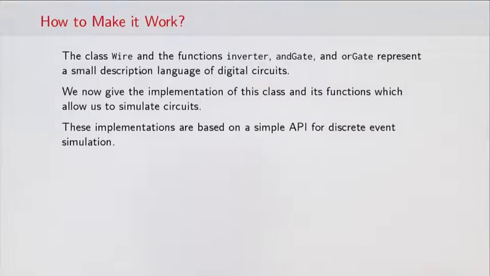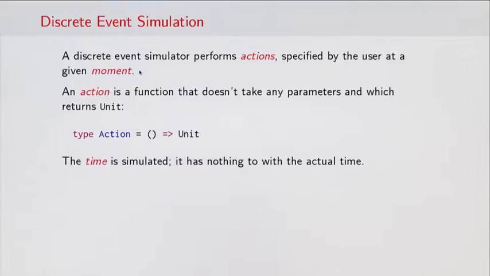And those implementations in turn are based on a simple API for discrete event simulation, which we are going to study first. So what is discrete event simulation? A discrete event simulator performs actions which are specified by the user to take place at a given moment. An action is simply a function that doesn't take any parameters and which returns Unit. So everything an action does, it does by its side effect. And the time when an action takes place is simulated. It has nothing to do with the actual wall clock time, it is the simulated time.